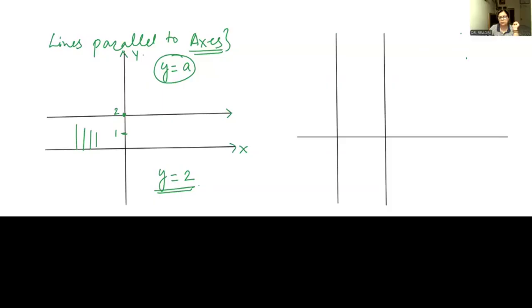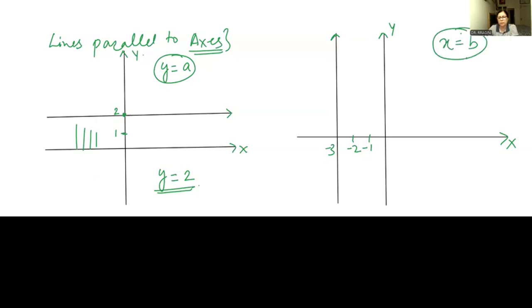See, this is our y-axis. This is our x-axis. I told you when the line is parallel to x-axis, the equation will be of the form y is equal to a. When the line is parallel to y-axis, this line will be meeting x-axis at a particular point. So the equation will be of the form, let's say, x is equal to b.